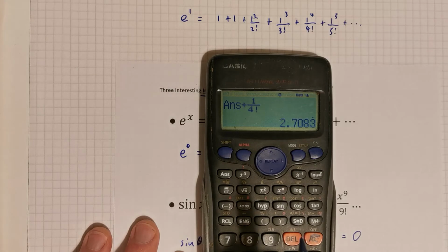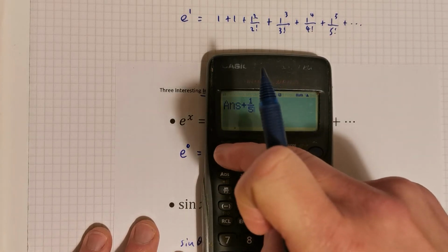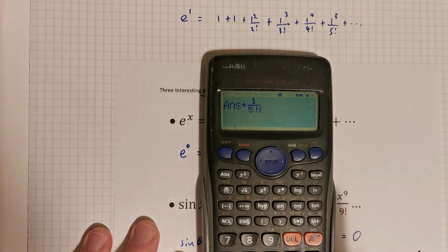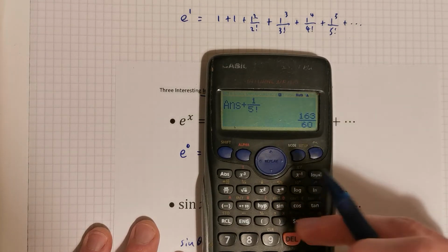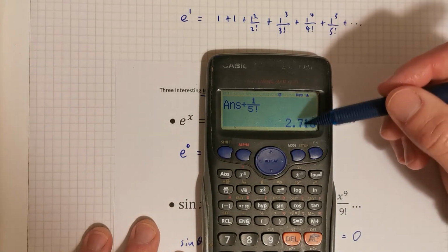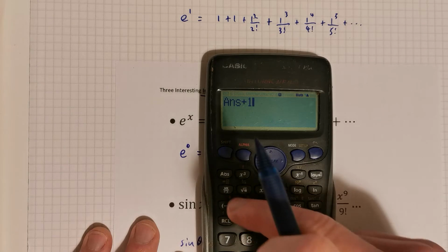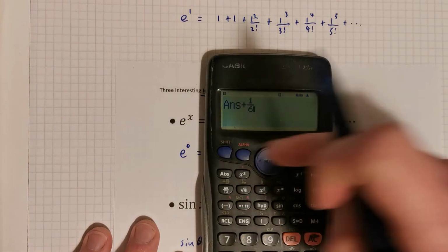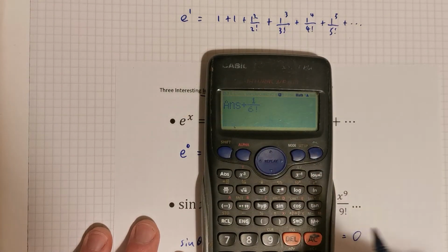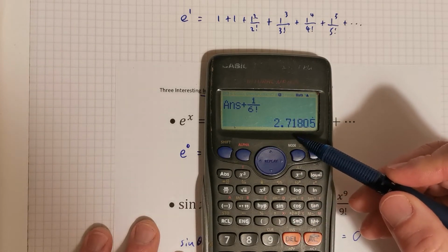If I add in the next term, adding in 1 over 5 factorial, again, we get a better approximation, 2.71. That's correct now to 2 decimal places. And again, you could go on forever and ever doing this. 1 over 6 factorial. Add it on will give me this number, 2.718. That's correct now to 3 decimal places.